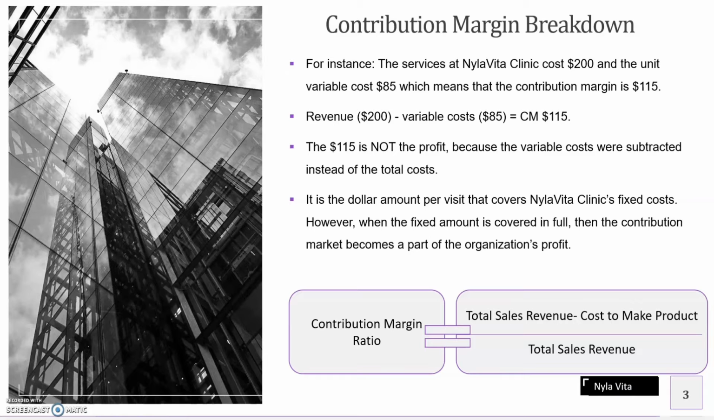We can also look at the contribution margin as a ratio. Now to get that ratio, we take the total sales revenue and subtract from it the cost to make the product or the cost to provide the service, and then divide that by the total sales revenue.